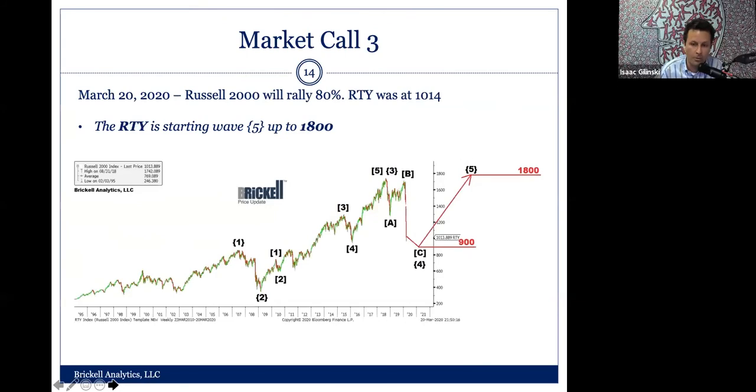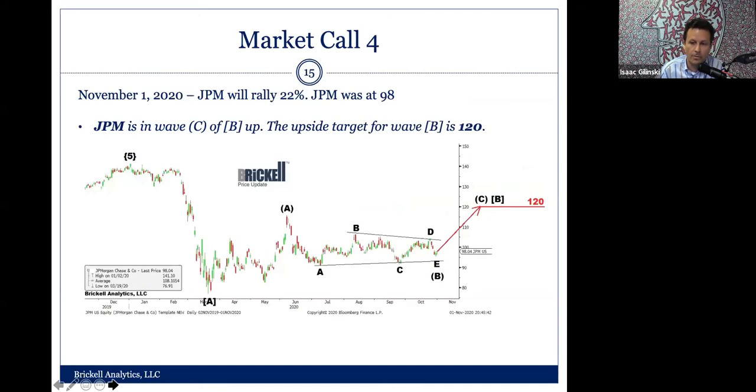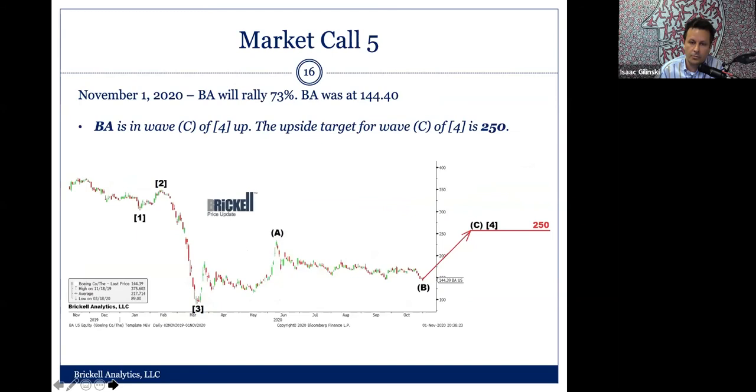And then we turned bullish on the Russell. The Russell was at 1,000 and we called for 1,800. Next slide. We were bullish on the banks, especially JP Morgan. JP Morgan rallied. Next slide. Bullish on Boeing. Boeing had a huge rally last week. It's at 270, 260.